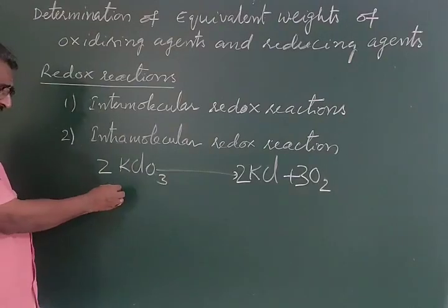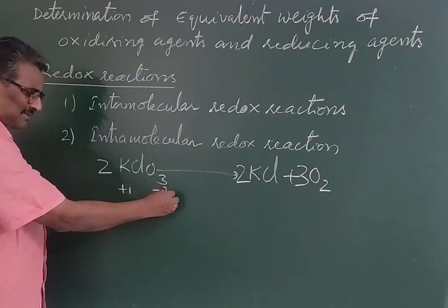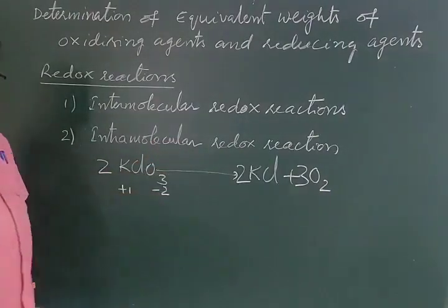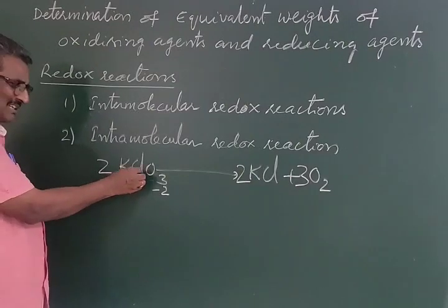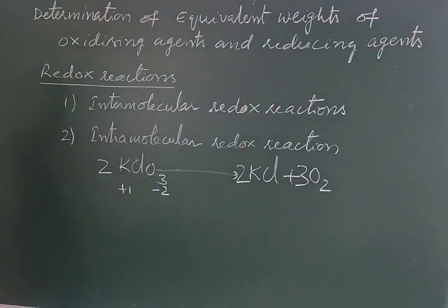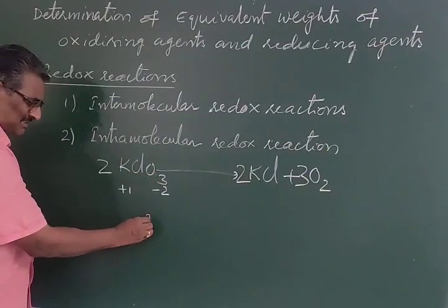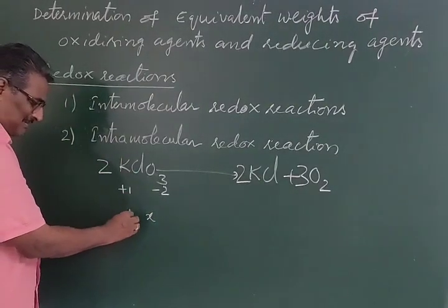Okay. What are the oxidation states of various elements? Potassium is +1. In all the compounds of oxygen except in superoxides and peroxides and in some special cases, oxygen's oxidation state is -2 only. So in this potassium chlorate also the oxidation number of oxygen is -2. What would be the oxidation state of chlorine here? The sum of the oxidation states of all the elements should be 0. Let X be the oxidation state of chlorine.